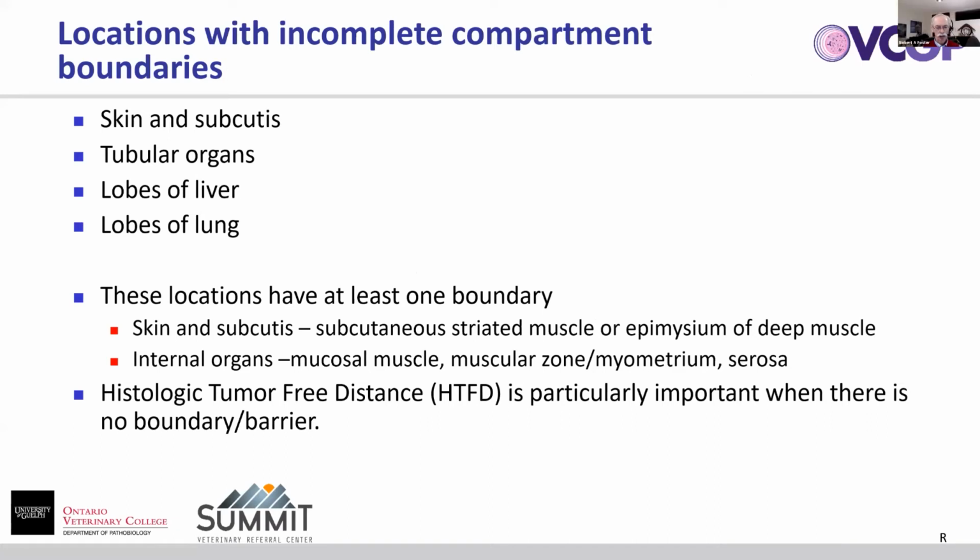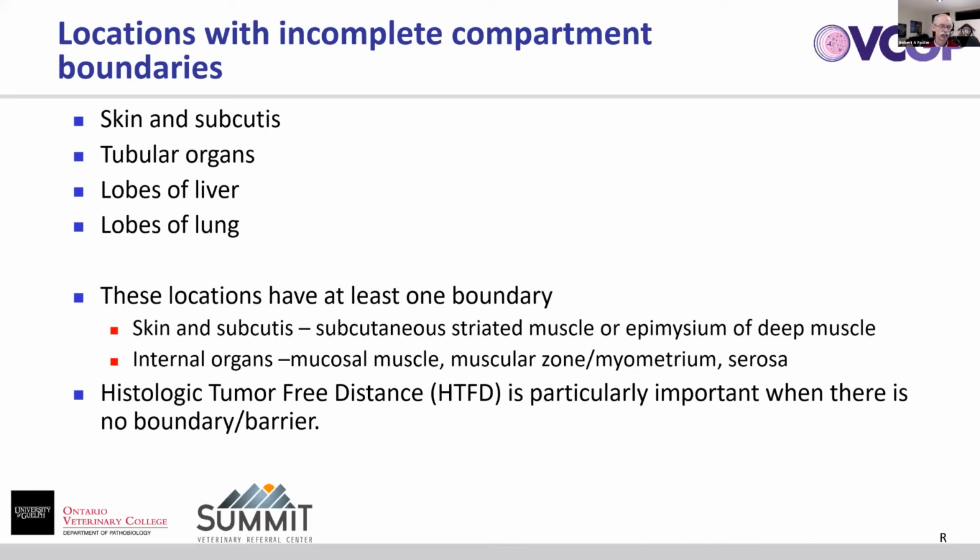There are lots of samples that pathologists receive that come from compartments that do not have complete boundaries. And these include the skin and subcutis, the tubular organs, the intestine, for example, reproductive tract, lobes of the liver and lobes of the lung. Because you do a lobectomy in a lung, there is an incomplete compartment boundary. So reporting then includes the distance to that surgical margin, but also relationship to the compartment boundary.